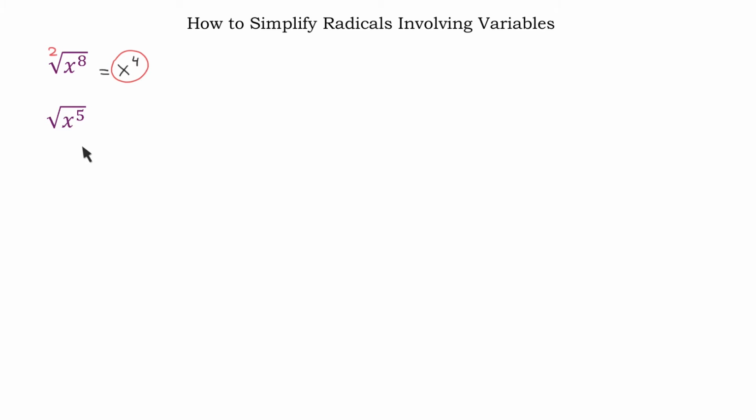Now, what about the square root of x to the 5th power? If we divide 5 by 2, we will not get a whole number, and when we simplify, we want the exponents to be whole numbers. So then, what we have to do is to write x to the 5th power as a product in which one of the exponents will be divisible by 2. We will write x to the 5th power as a product of x to the 4th power times x. And now the exponent 4 is divisible by 2.